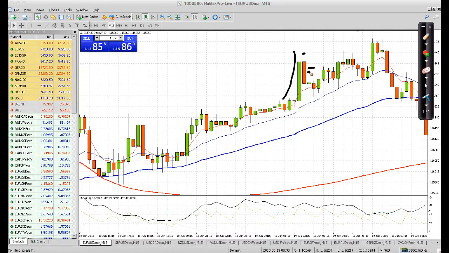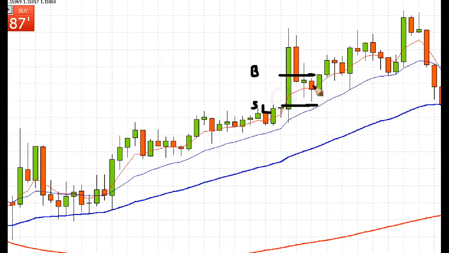Now it didn't get triggered, it made a new low. So now your buy order would be here. That's your buy order here, and your stop loss is over here, right? There you go. So the next candle, does it make a new high? Yes. So it triggers your buy order.